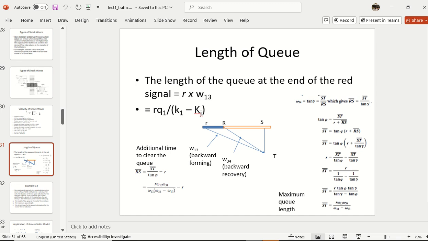So this number is a constant. If it is red for 20 seconds, these many vehicles are in the queue. That's it. This number is not a constant. It depends upon the velocity of the forming shock wave and the recovery shock wave. If the forming shock wave is bigger, it is causing more vehicles to stop, and the recovery shock wave is slower, so the vehicles cannot cross during the red. So the maximum length of the queue can happen anywhere. It can happen during green, during yellow, during red, and so on.